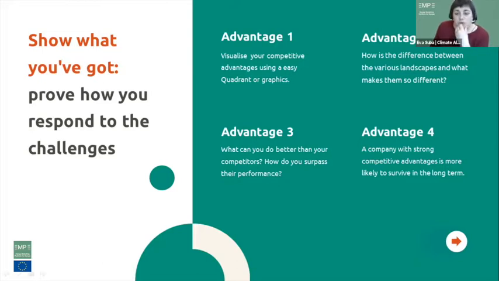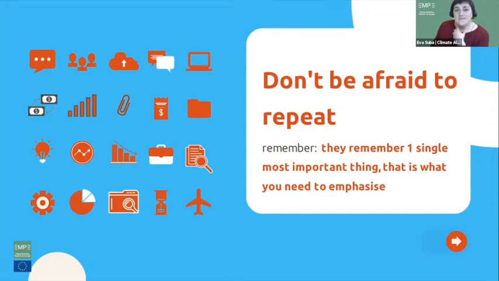And when you know what the advantages of your research results are compared to the other ones, you can tell that, you can demonstrate, you can list it, you can visualize it. You can also make sure that your competitiveness is solid. And it will prove how you respond to the different challenges. And then again, remember, one single most important thing is important. How can you make sure that people remember it? Just repeat.